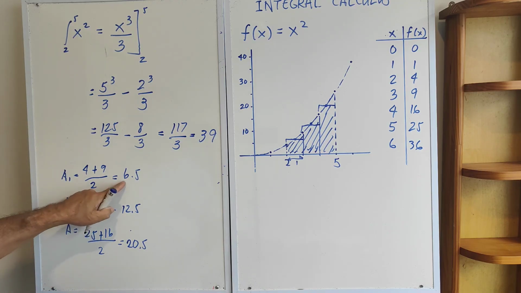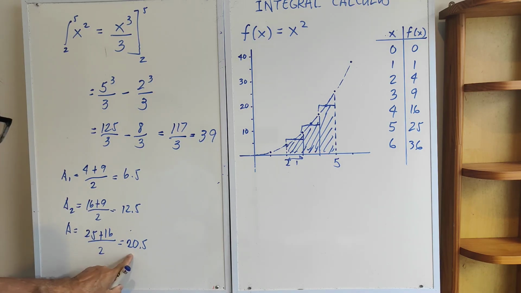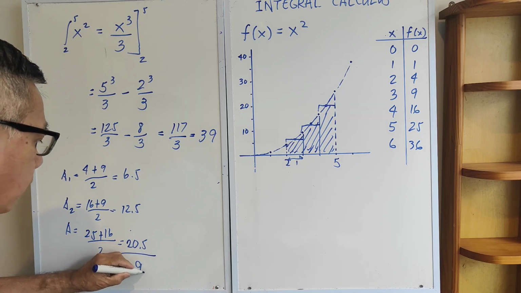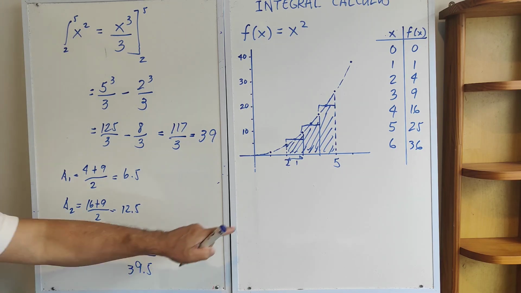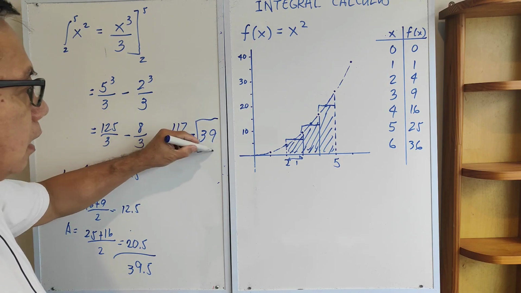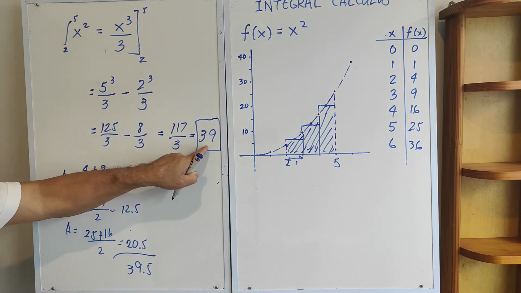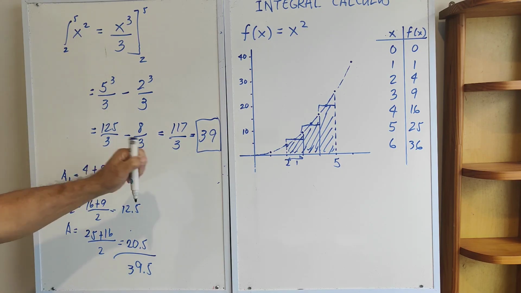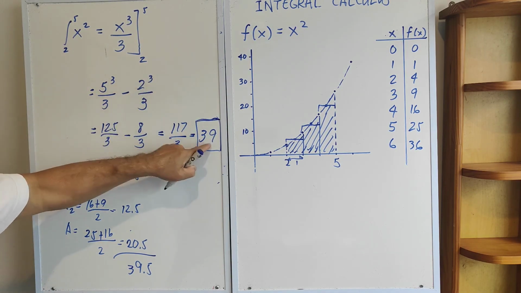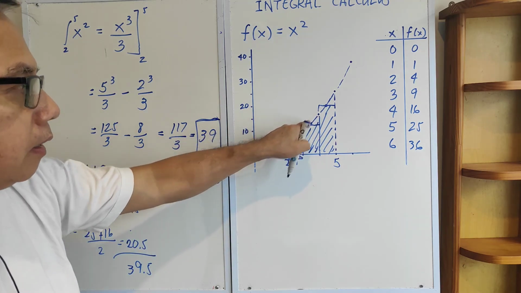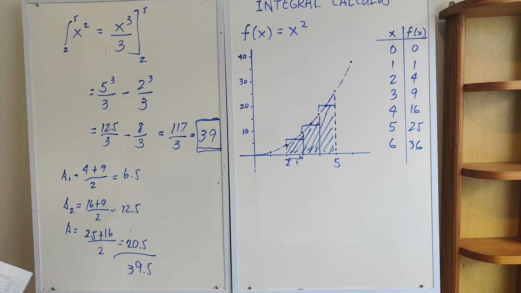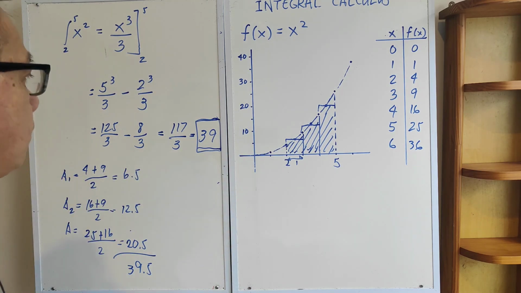So if you add 6.5, 12.5, and 20.5, you will have the area of 39.5, which is not far from the area computed by integration. But the integral would be more accurate than this one. This is just an approximation. So this area, 39, is a more accurate measure of the area.